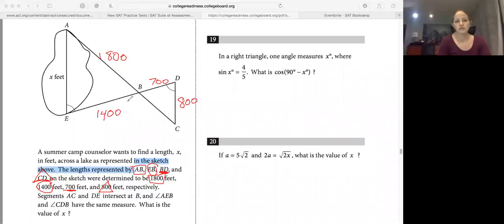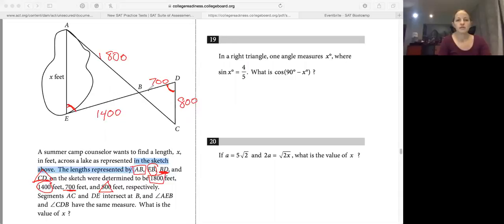So they are asking for the length of X feet. And we have one more piece of information here. They also tell us that AEB and CDB are equal. And they nicely already labeled the diagram for us, right?